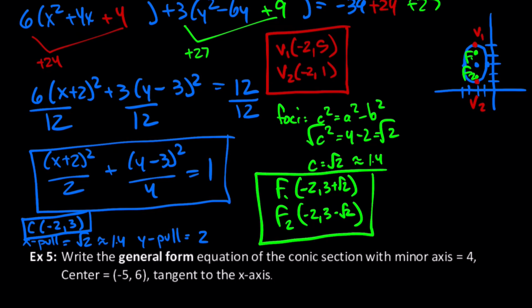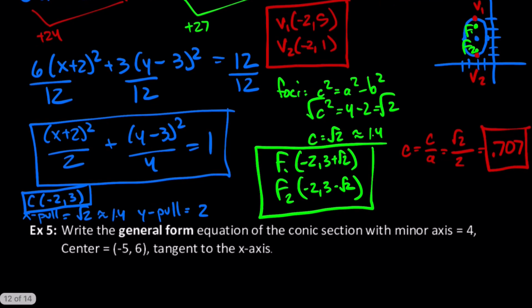And eccentricity, lastly, we'll get that. Eccentricity, remember, is c over a. C is square root 2. A in an ellipse is the larger of the two poles. So in this case, a is going to be 2. And most likely it'll say round to the nearest thousandth. It's a little bit more meaningful that way, so I get 0.707. Okay, there's all the relevant information with this ellipse.